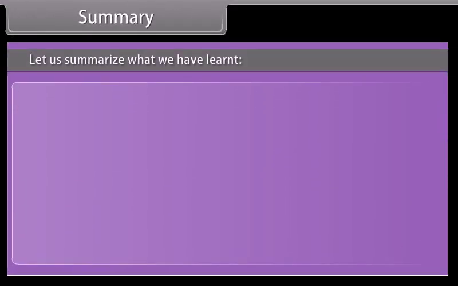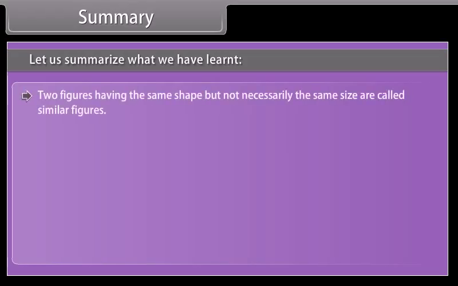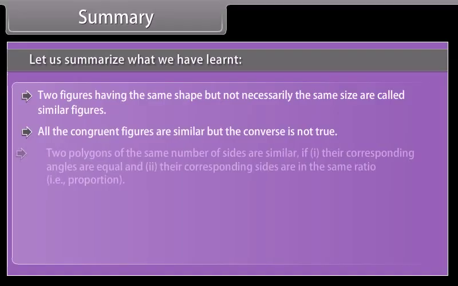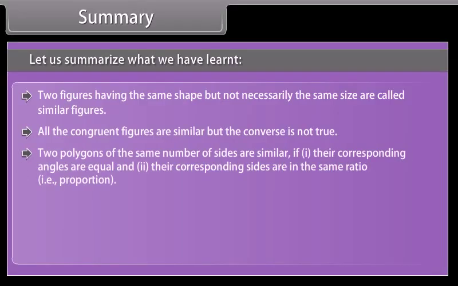Summary. Let us summarize what we have learned. Two figures having the same shape but not necessarily the same size are called similar figures. All the congruent figures are similar, but the converse is not true. Two polygons of the same number of sides are similar if 1. their corresponding angles are equal, and 2. their corresponding sides are in the same ratio, that is, proportion.